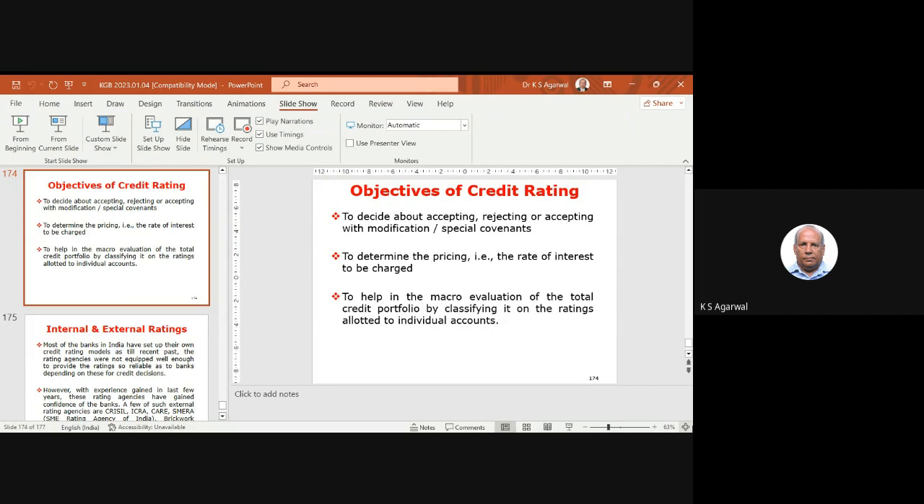And then this credit rating, in the case of an individual borrower, is okay, but at the macro level for the bank also, it is important how many AAA rated accounts and how many B rated accounts my bank's credit portfolio has. If I know the credit rating of each individual account, then at the macro level it helps me to formulate policies.